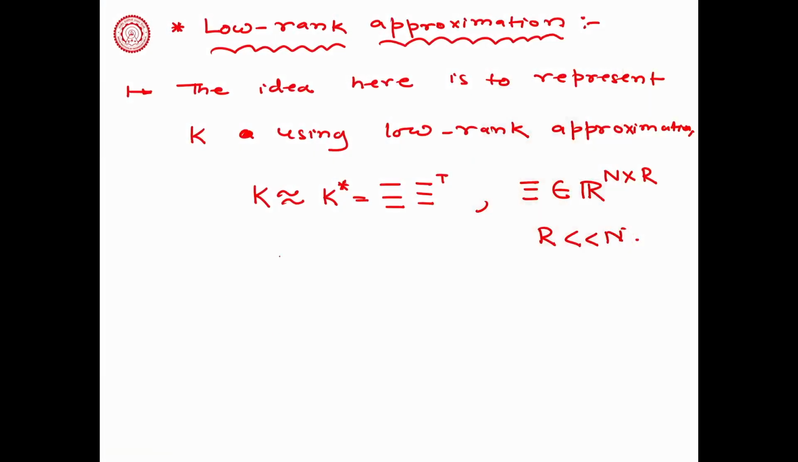Now if this is the case, then what will Cn look like? Cn will be equal to Xi Xi transpose plus sigma square I or beta inverse I, right? And I want to invert this whole thing, but the dimension still is n cross n, because even if K is low rank, you cannot guarantee that K plus sigma square I will be low rank, most probably it won't be, correct?